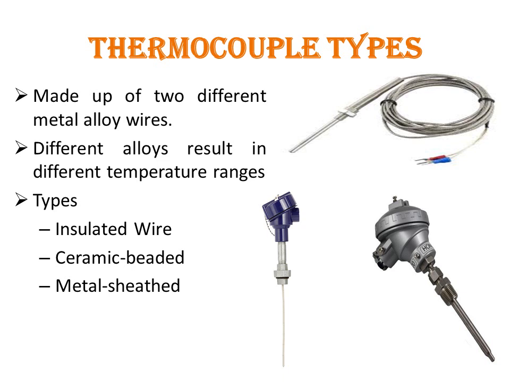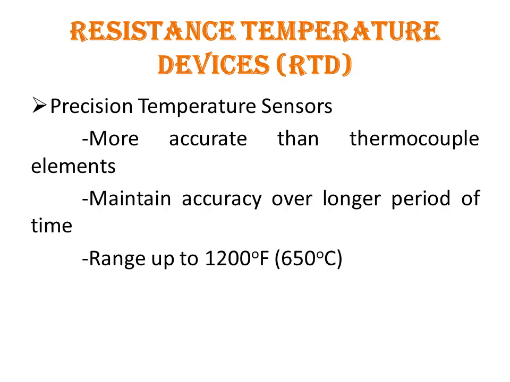Now let us see the different types of thermocouple. Thermocouple, as I said already, is constructed with two different metal alloy wires. Different alloys result in different temperature ranges. There are three different types of thermocouple, as you can see in the diagram. We have insulated wire, we have ceramic beaded, and then we have metal sheath thermocouples.